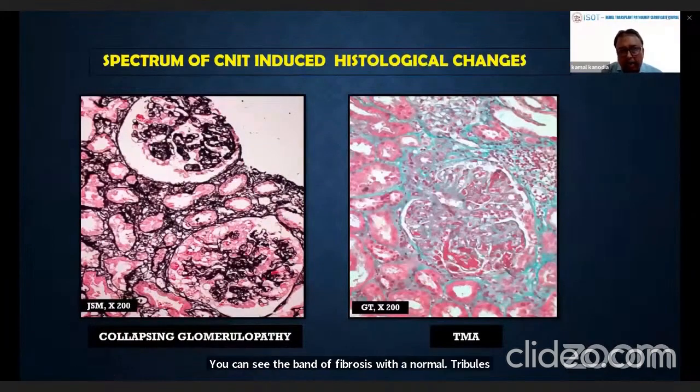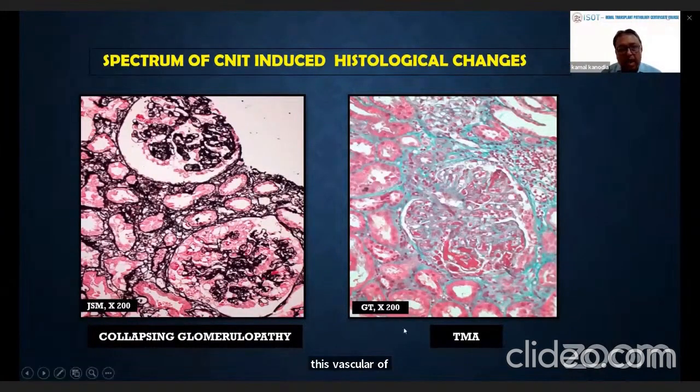If you go for a quite different spectrum of CNI toxicity, sometimes the vascular occlusion due to hyalinosis can lead to ischemic changes and that can develop collapsing glomerulopathy. Here you can see there is a proliferation of the podocytes with collapse of the tuft. And sometimes there may be chances of TMA in the early part of CNI toxicity.